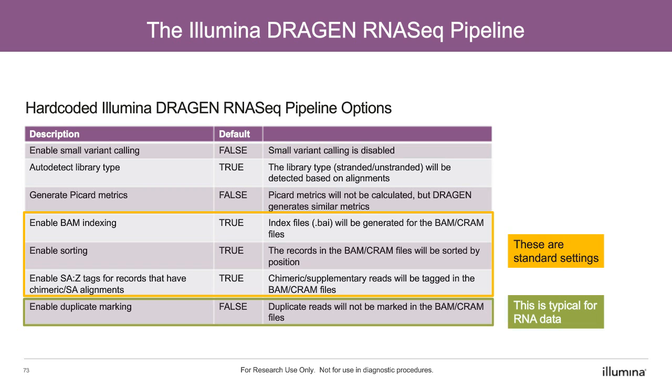And again, we have our DRAGEN hard-coded non-configurable settings. The settings here are going to be very similar to the previous two pipelines in that BAM indexing, sorting, and the SA tags are going to be set to true. But one thing to note is that duplicate marking is set to false, and this is typical for RNA-seq data.